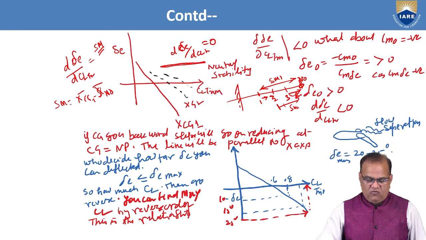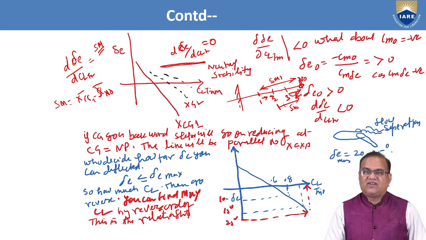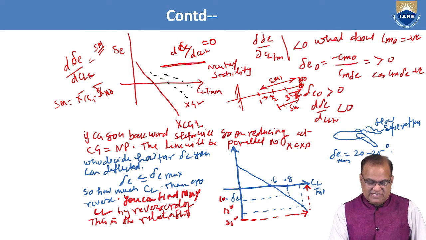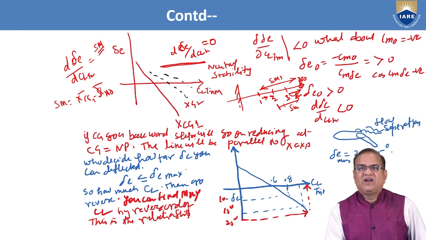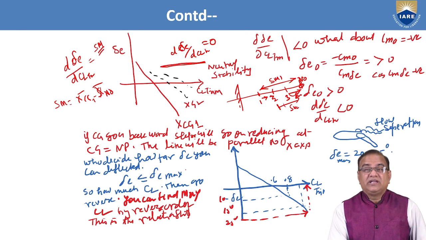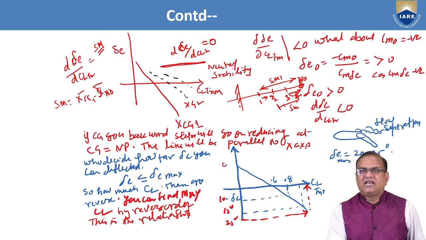Who decides how far delta E you can deflect? Means how much distance, how much angle of attack of elevator you can deflect. So how will you come to know? Here you can see, delta E should always be less than or equal to delta E maximum. Every aircraft designer will give one maximum deflection of elevator, and you cannot go beyond that. You can see here, this is the plot of delta E versus CL trim.